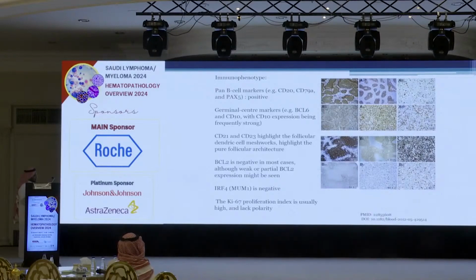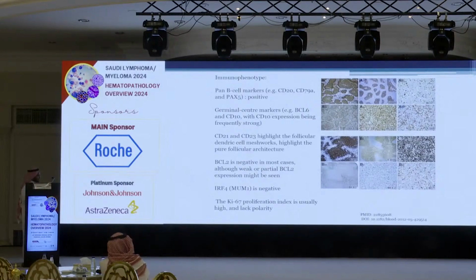The CD21 and CD23 usually highlight the follicular dendritic meshwork, which is preserved in these types of tumors. BCL2 is negative. This is one of the important immunophenotypical differences between pediatric type follicular lymphoma and classic follicular lymphoma. This is the BCL2. We see here it's negative within the germinal center. However, in the classic follicular lymphoma, the BCL2 is expressed in the germinal center.